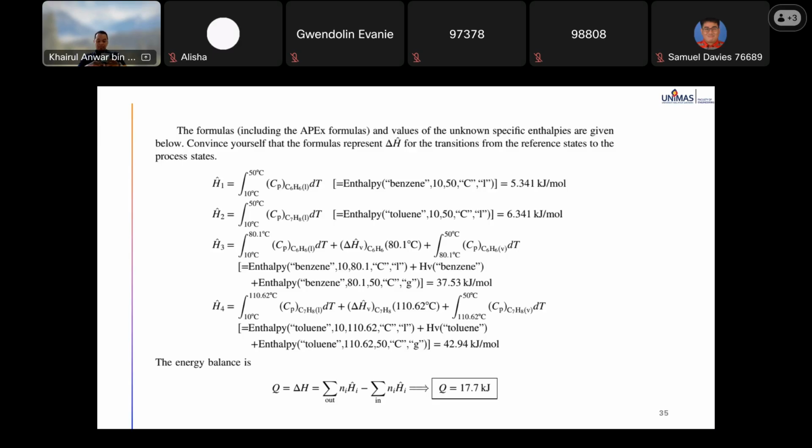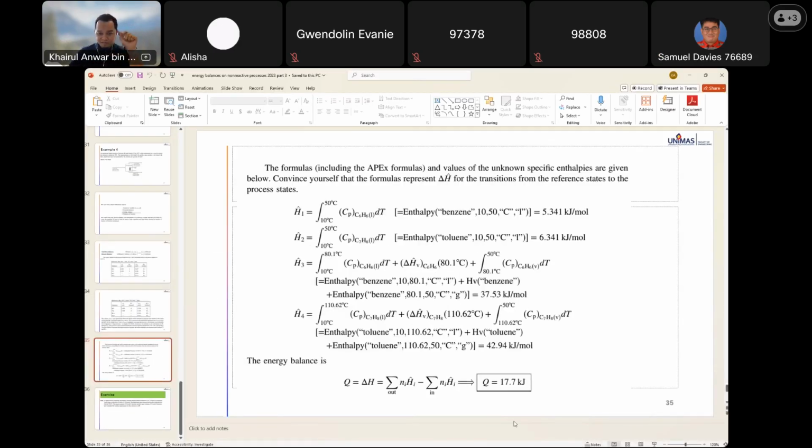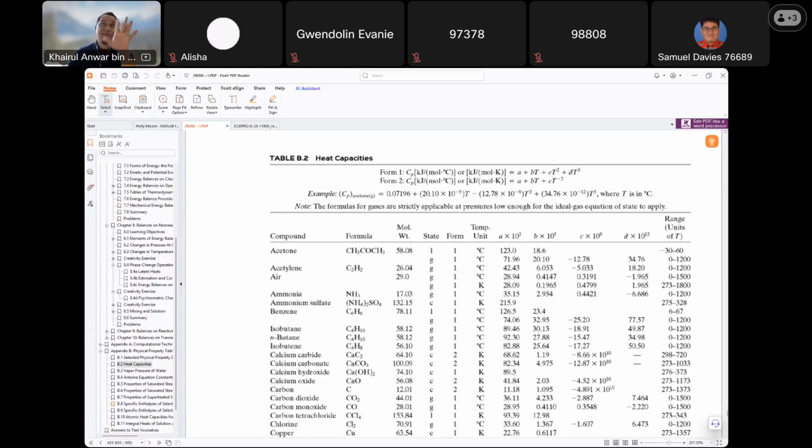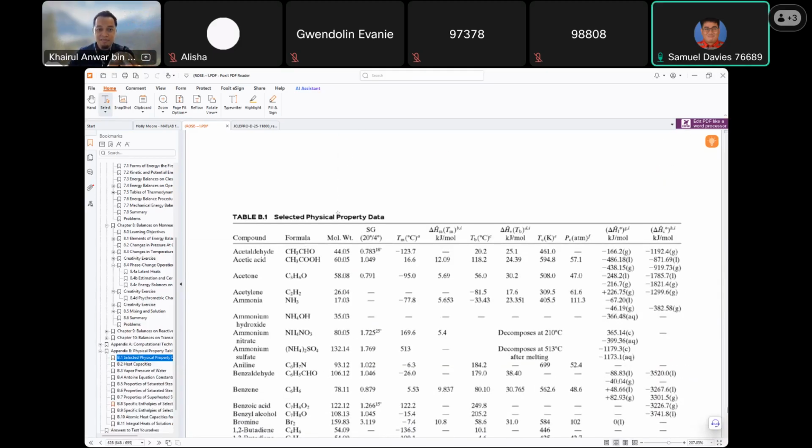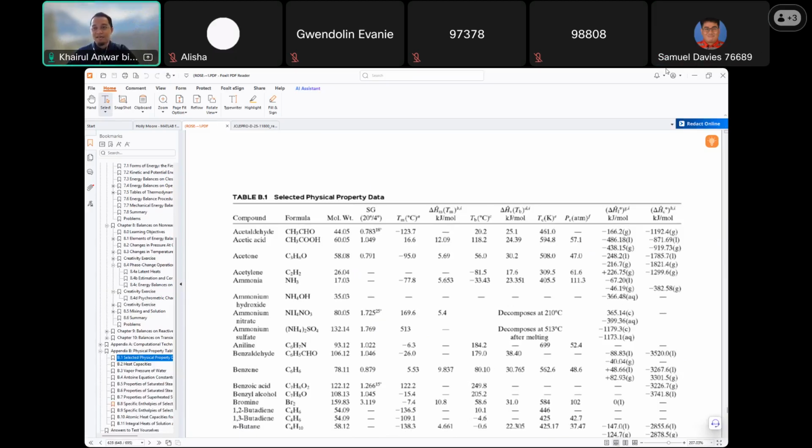Any more questions? Understand? Whenever there's a phase change, you need to raise the temperature to the boiling temperature. Why do you need to elevate it to that temperature? Because the physical property data are limited to TB. You see here, benzene is 80.1. HV comes from Table B1. Benzene is 30.765 kJ per mole.